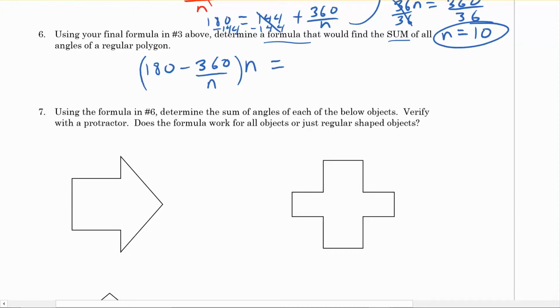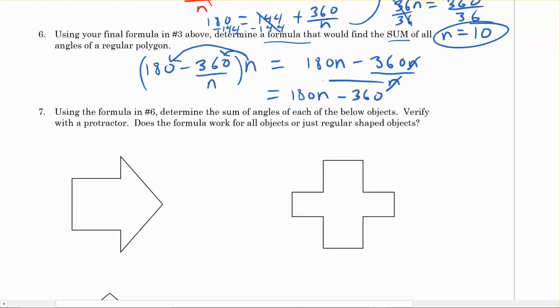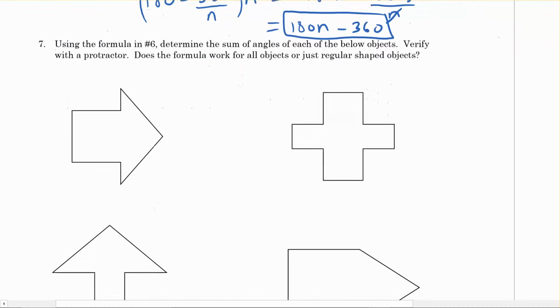So this is really our formula as it is, but we usually like to have it a little bit cleaner looking. So what I do is I distribute this n to both parts of that equation. And we end up with 180n, because I multiplied that by n, minus 360n over n. And this time those n's cancel, and our equation is just 180n minus 360. So that's our formula for the sum of all the angles.